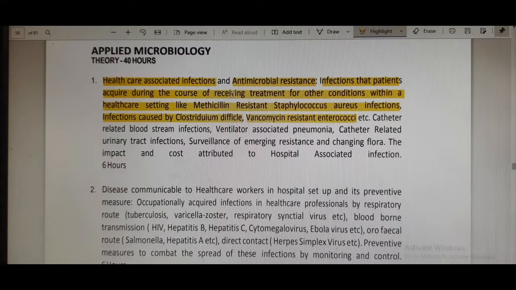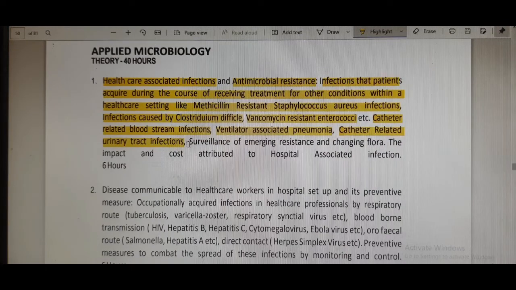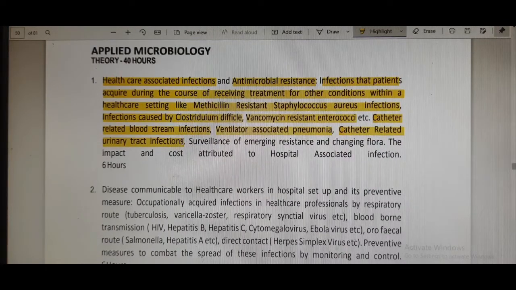Under healthcare associated infection, we have catheter related bloodstream infection, ventilator associated pneumonia, and catheter related urinary tract infection. The surveillance of emerging resistance and changing flora seen is also a topic. Then we have the impact and the cost attributed to hospital associated infection. So these are the different topics that are included in your second year BSc AT and OT applied microbiology subject.